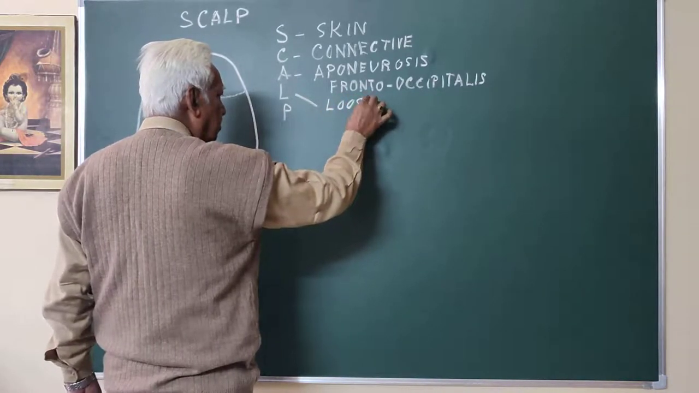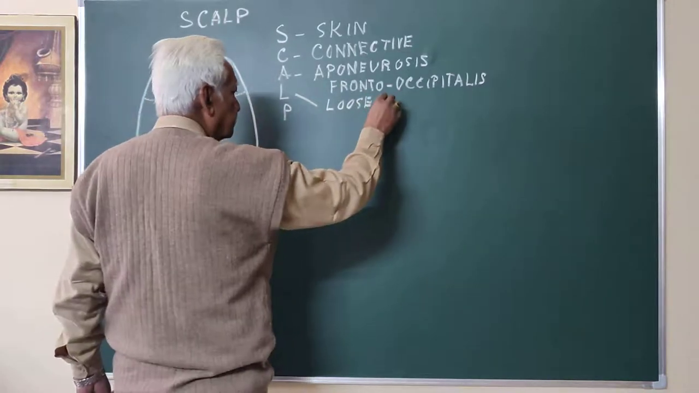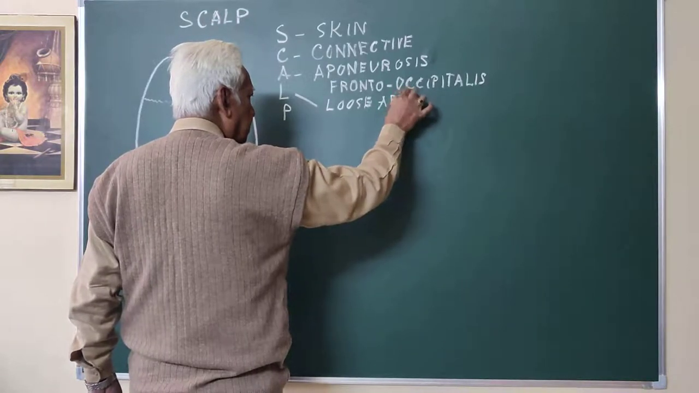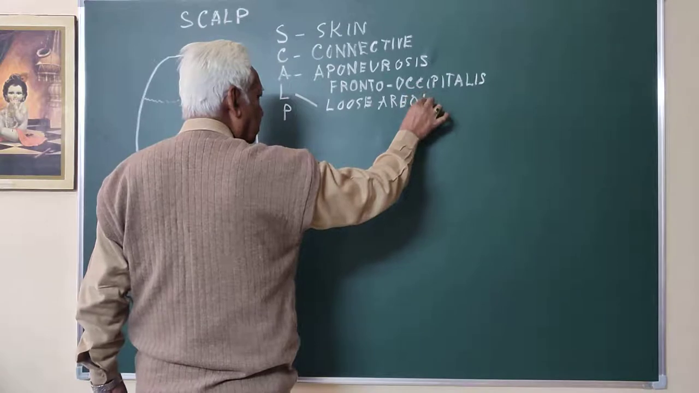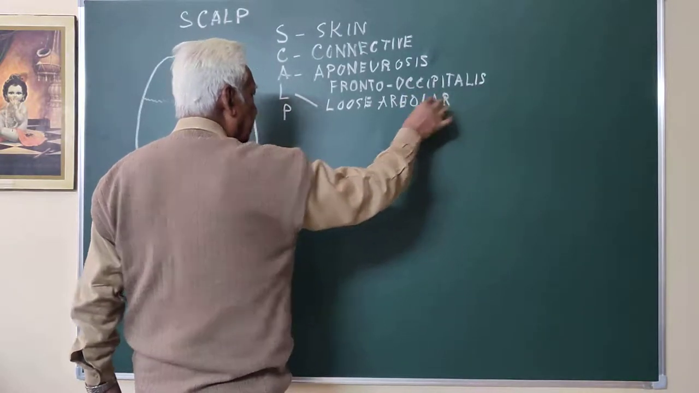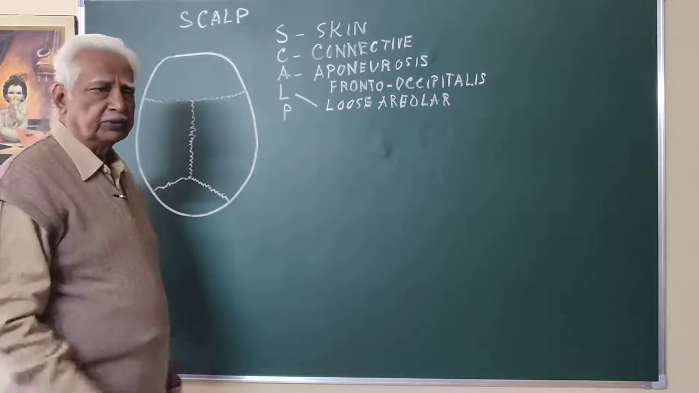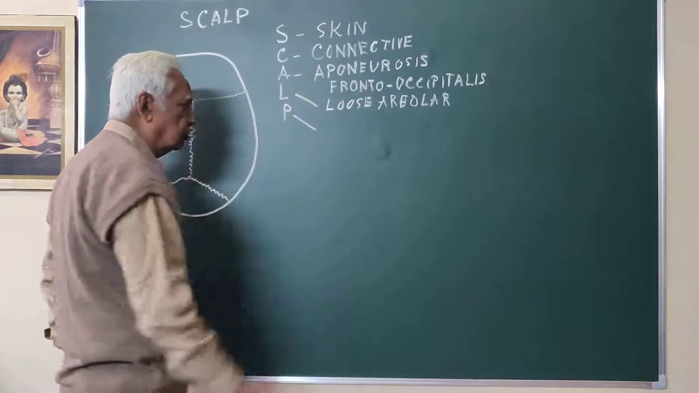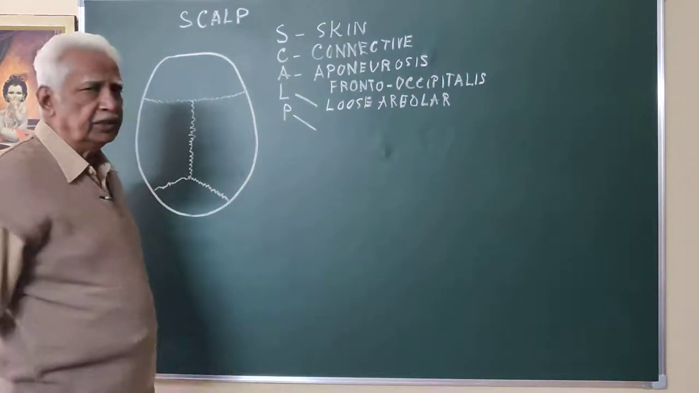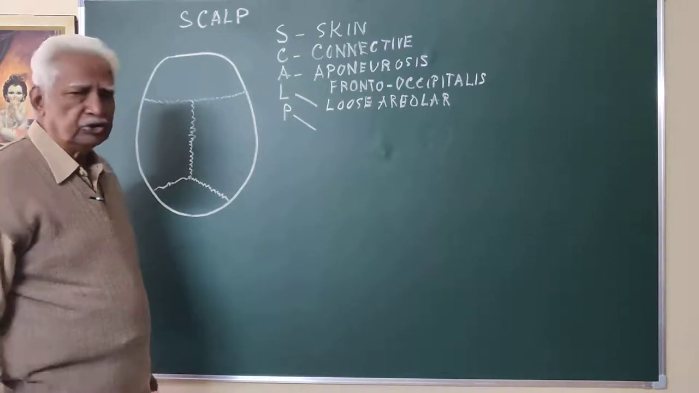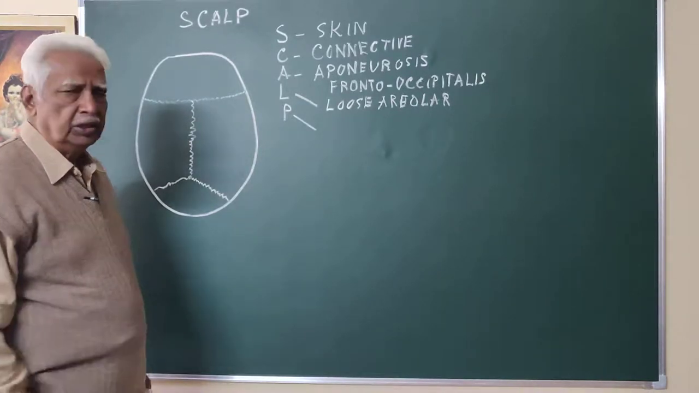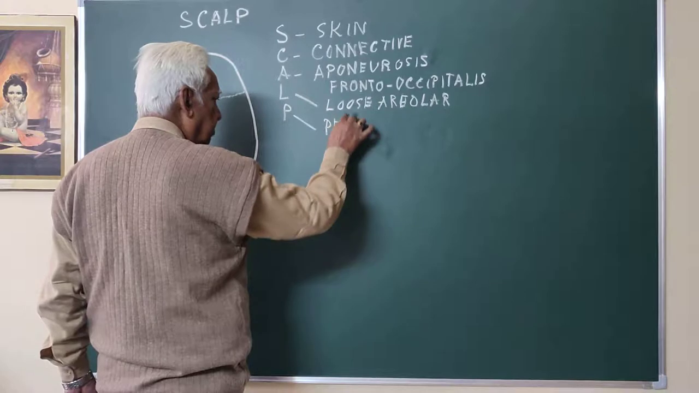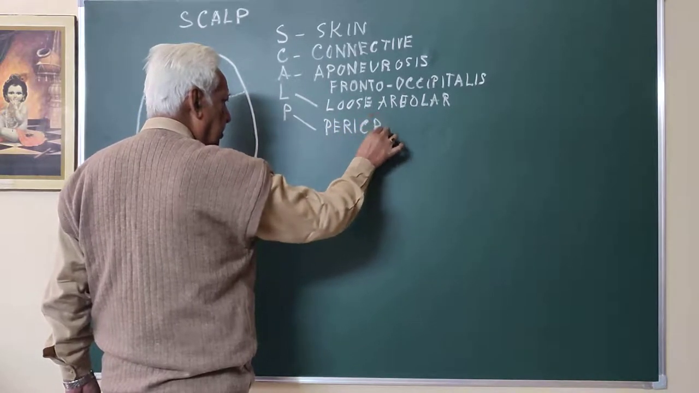The loose areolar tissue separates the aponeurosis from the underlying layer which covers the bones in the region of the scalp, and that is the periosteal layer. But since it is covering the cranium, this periosteum covering these bones is termed as pericranium. Peri means around, cranium for the cranial bones.